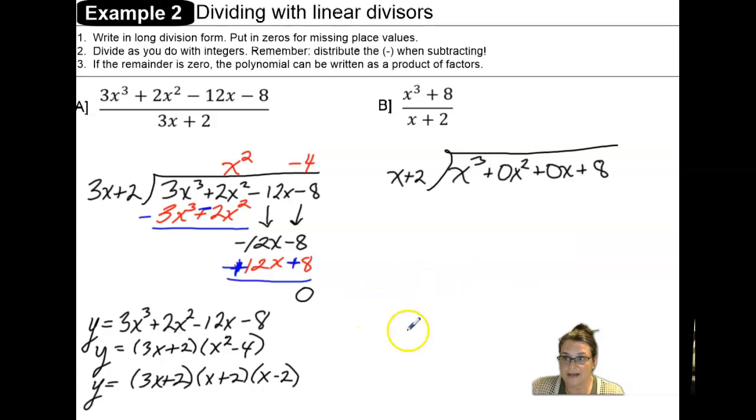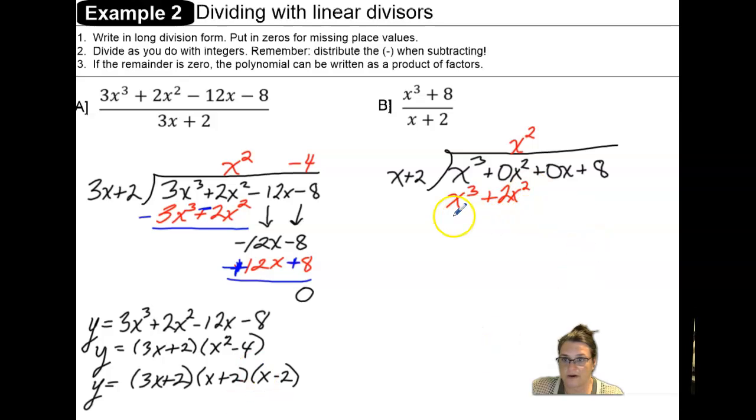Okay, and I want to have those zeros for my missing place values so that I can keep things lined up as I'm dividing. So I'm going to ask myself, x times what is x cubed? And that is x squared. Then I distribute the x squared from my quotient to each term in the divisor. So x squared times x is x cubed. x squared times 2 is a plus 2x squared.